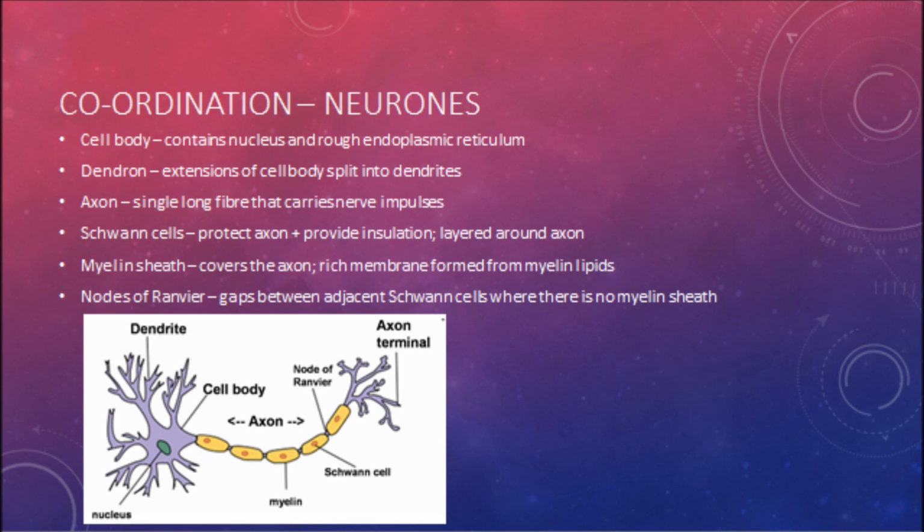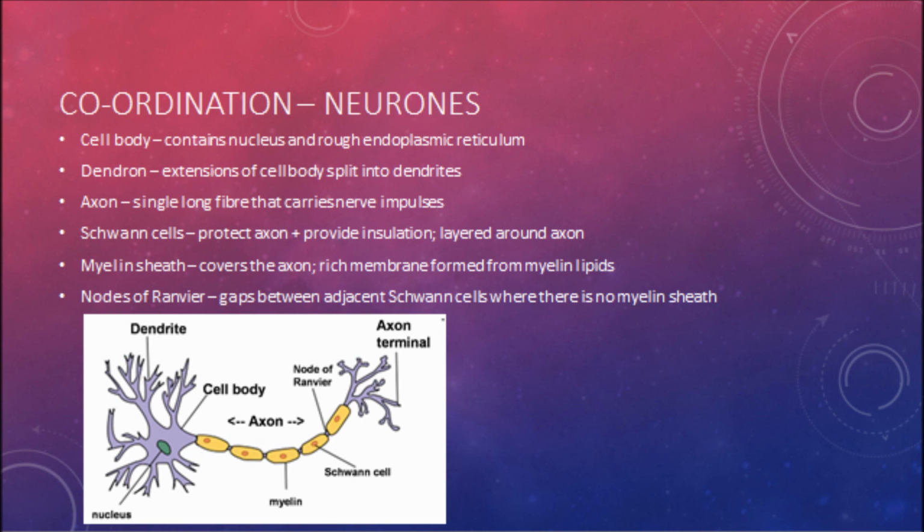A neuron is a specialized cell that is adapted to rapidly carry electrical impulses around the body. It is made up of various structures which enable it to function. It has a cell body containing a nucleus and rough endoplasmic reticulum, which are associated with the production of neurotransmitters. Dendrons, which are extensions of the cell body and subdivided into dendrites, which carry nerve impulses towards the cell body. An axon, which is the long fiber running the length of the cell.